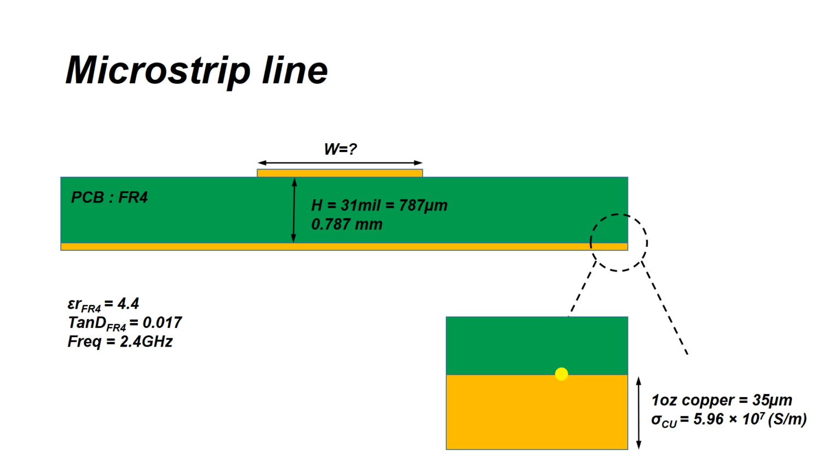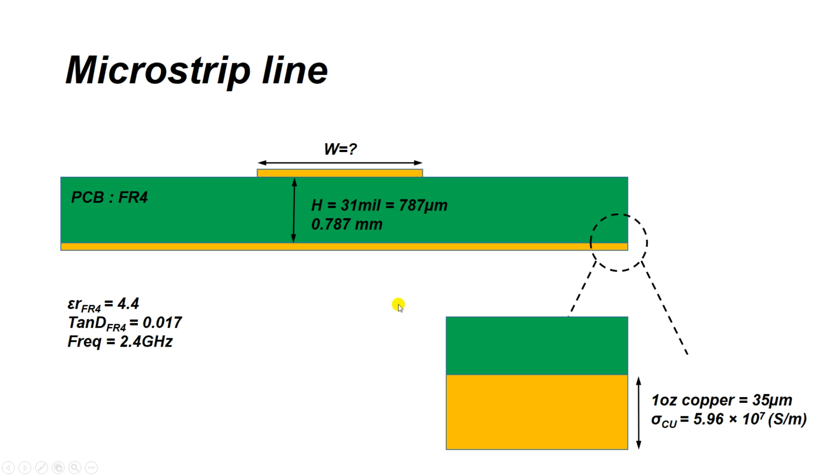We're going to use an FR4 as the substrate, the PCB material. The PCB thickness is 31 mils. I'm going to use the standard thickness, which corresponds to 787 micrometer. The PCB material parameters are shown here. The epsilon R is 4.4. The dissipation factor is 0.017 at the frequency of 2.4 gigahertz.